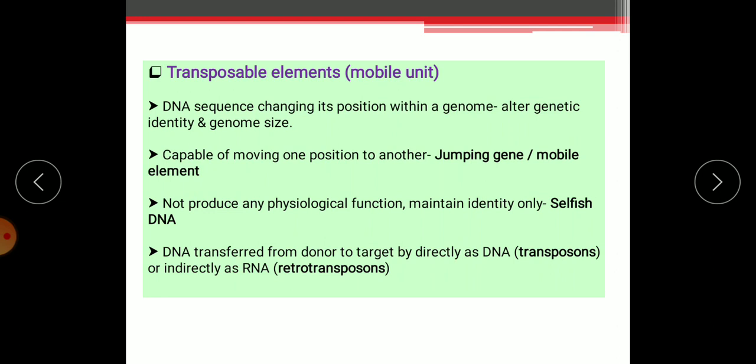They are not beneficial and do not produce any physiological function, but they are present within the genome maintaining only their identity. So they are called selfish DNA. DNA is transferred from donor to target either directly, as in DNA transposons, or indirectly, by RNA retrotransposons. That means transposons are the donor DNA plus the transposase, which cuts to release the DNA segment, and the DNA segment finally binds with the target DNA, which we will discuss in a later slide.